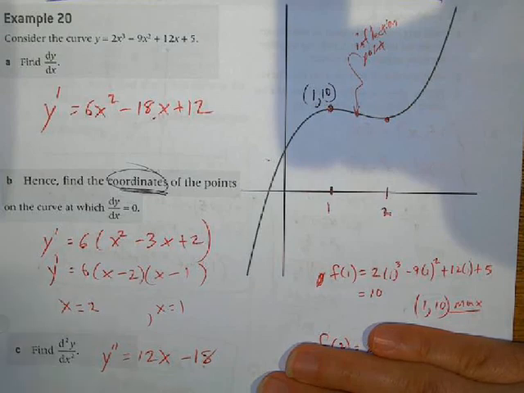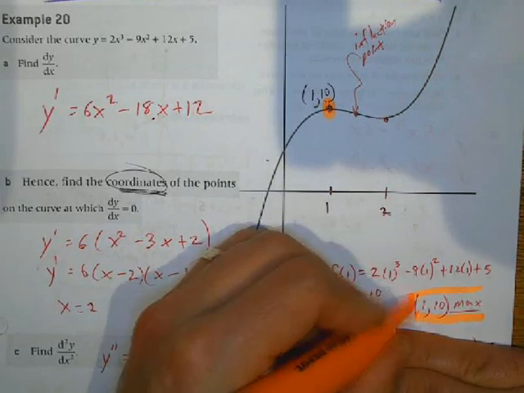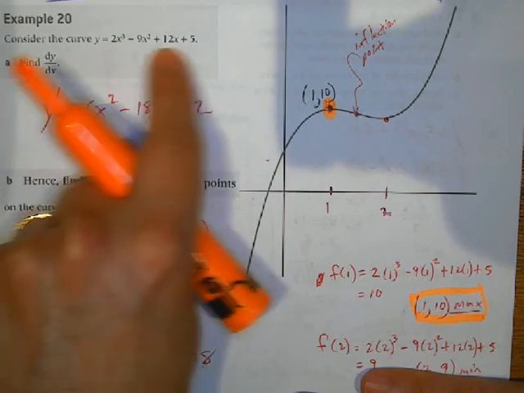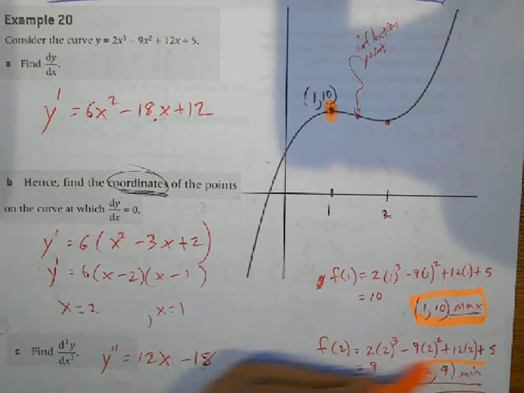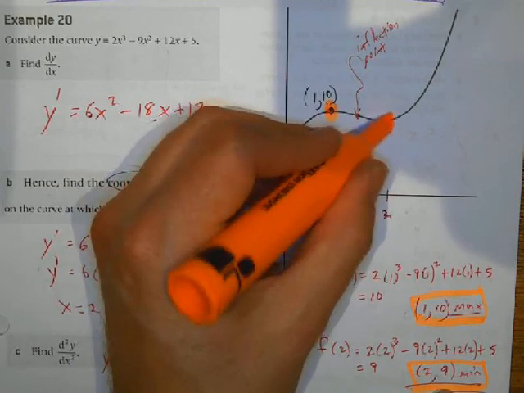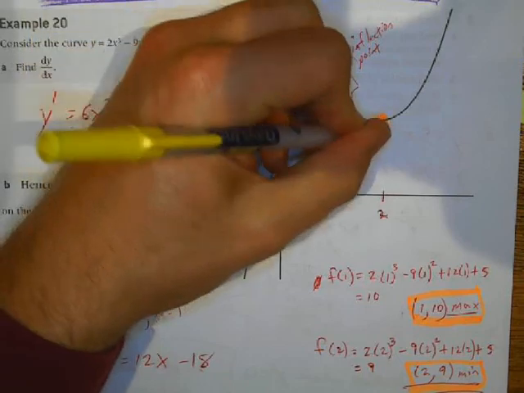I don't know what color to use, but I'll use orange. And if I plug in 2 into my original function, I'm going to end up with 9. Okay, so that coordinate is 2, comma 9.